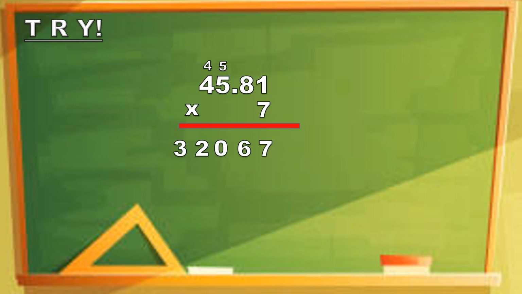And then we count the number of decimal places. Our multiplicand has two decimal places. Our multiplier has no decimal place. So the total number of decimal places in our factors is two, meaning our product must also have two decimal places. So we put our decimal point here. Did you get that? Our answer is 320 and 67 hundredths. Good job.